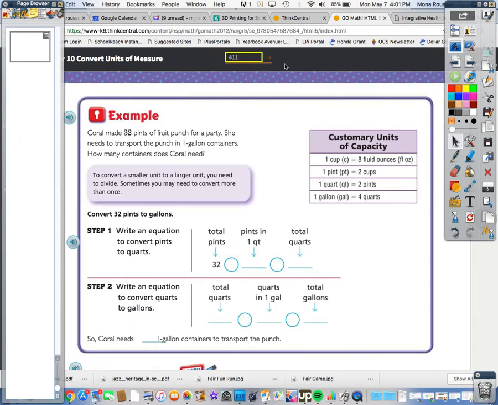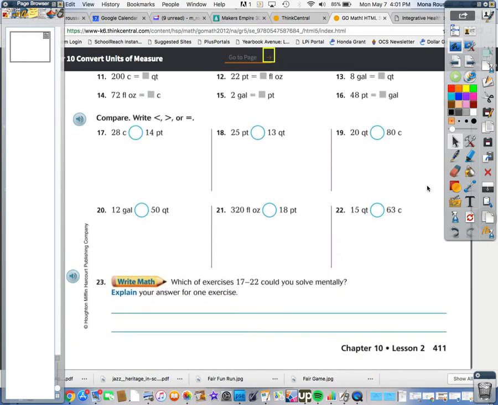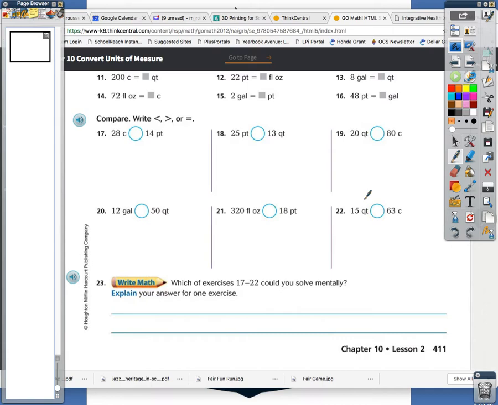If we look now at a comparison problem using these units of measure, we see we have to compare 28 cups with 14 pints. Just like we did with the units of length, let's start with the larger unit and convert it to the smaller unit so we can multiply instead of divide, since multiplication is the operation of choice by most of you. We have cups and pints. We have to know that pints are larger than cups. So that means we're going to convert the 14 pints into cups.